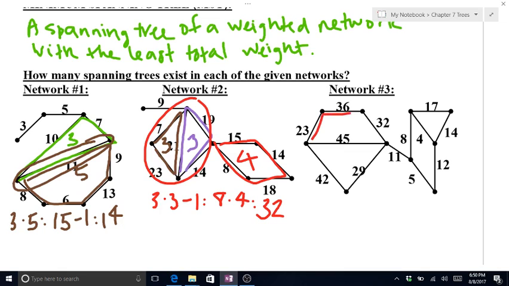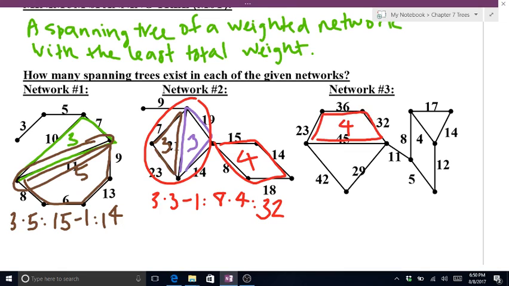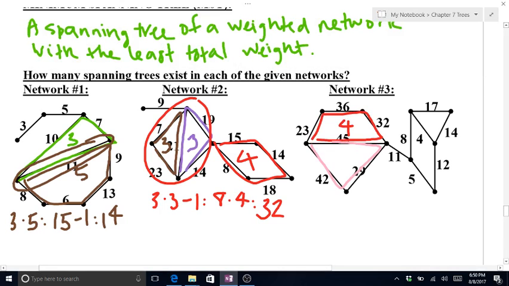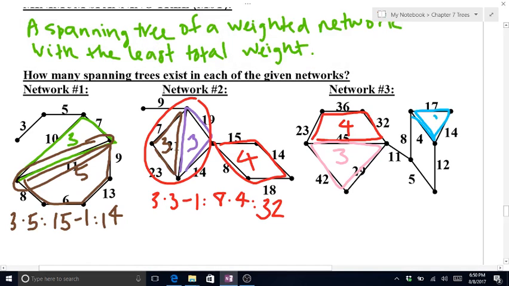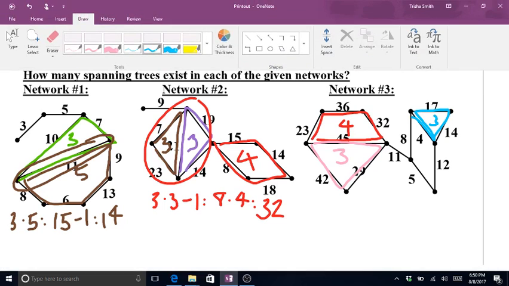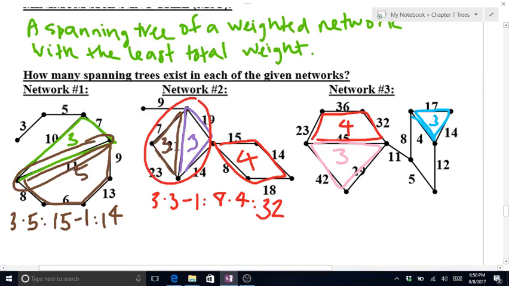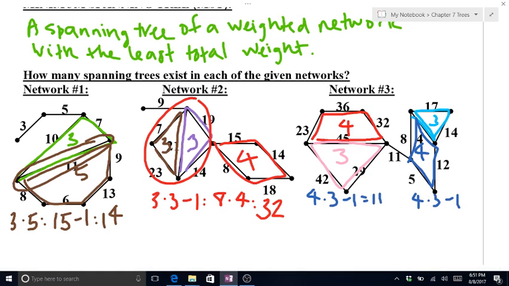And finally, network 3, we've got a circuit of 4, 3, another of 3, and another of 4. So 4 times 3, they share a line in common, so minus 1, that's 11. This is 4 times 3, they share 1 in common, so minus 1, that gives us 11. So 11 times 11 means I have 121 different options here. Holy cow.